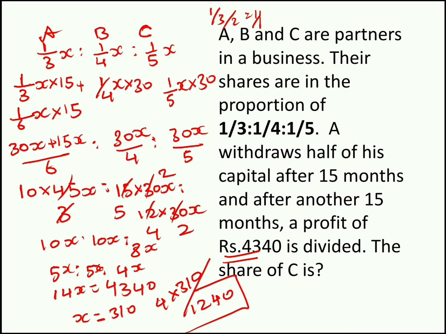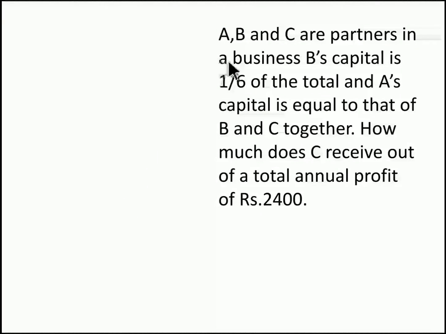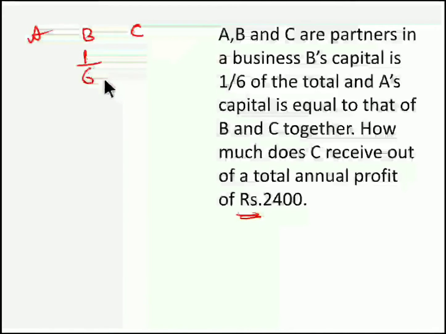Now moving to our 7th question. A, B and C are partners in a business. B's capital is 1/6 of the total and A's capital is equal to that of B and C together. How much does C receive out of a total annual profit of rupees 2400? So we have 3 partners A, B and C. B's capital is 1/6 of the total investment. Out of 6 parts, B invested 1 part.